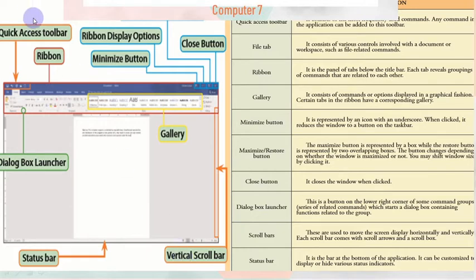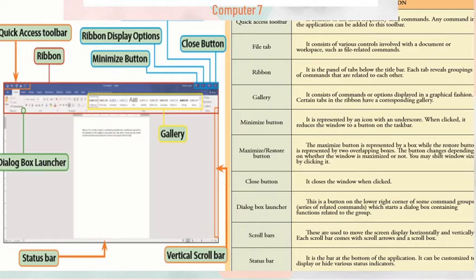First, we have the quick access toolbar. Commonly, it has the save button, the undo, and the redo button. It consists of the most frequently used commands. Any command in the application can be added to this toolbar.